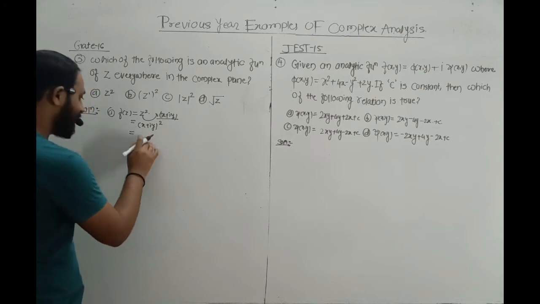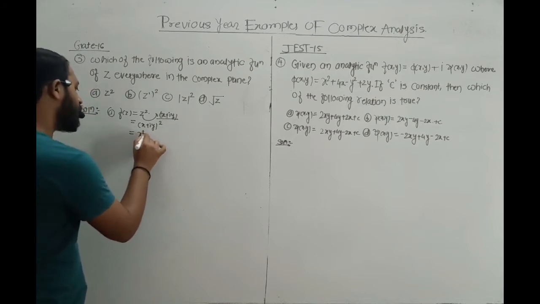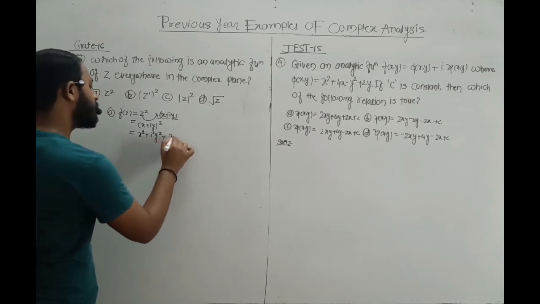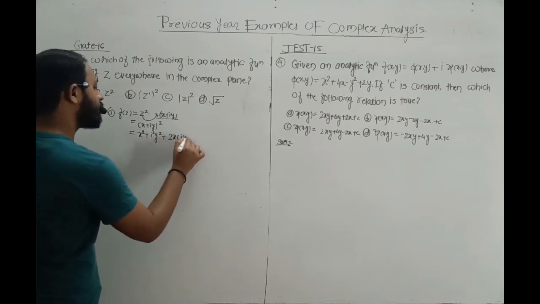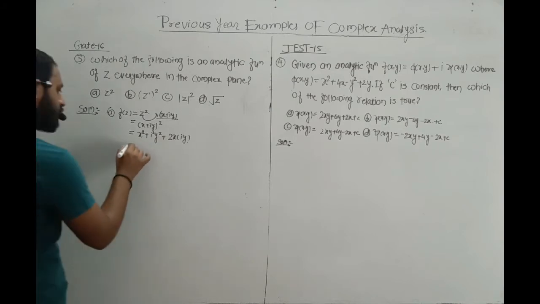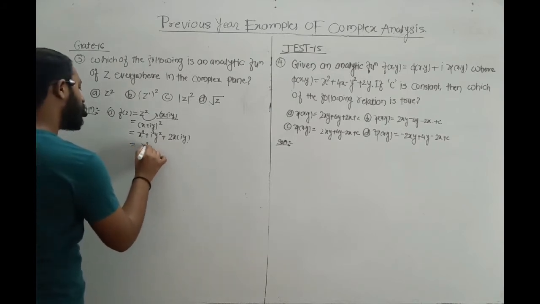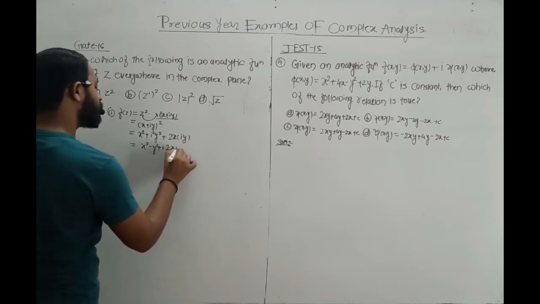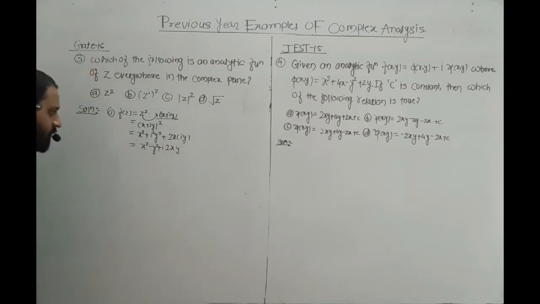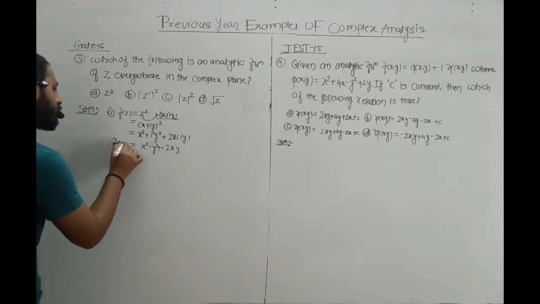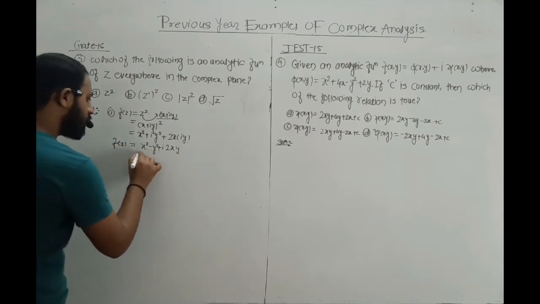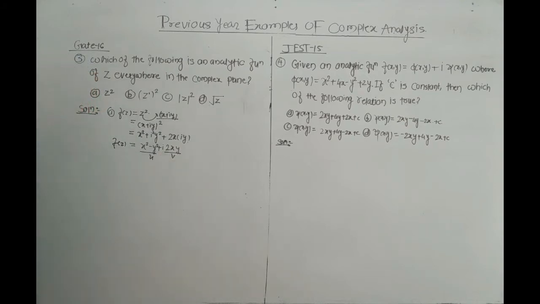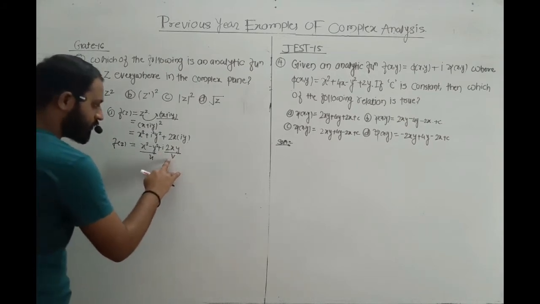Formula lagana hai: x square plus i square y square plus 2 times x into i. Just rearranging: x square minus y square plus i into 2 times x. Now you can see here f of z equals u plus iv. This is u, this is v. Therefore you got u and you got v.